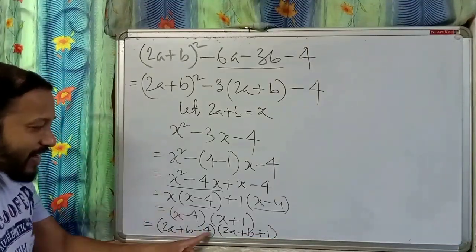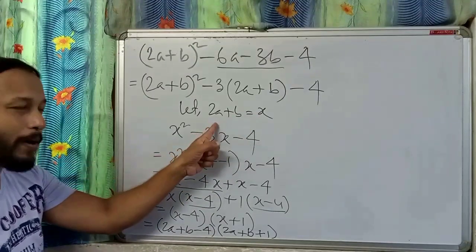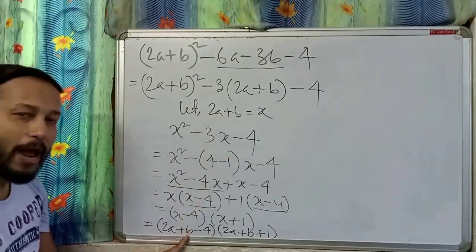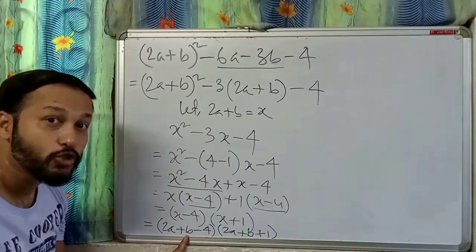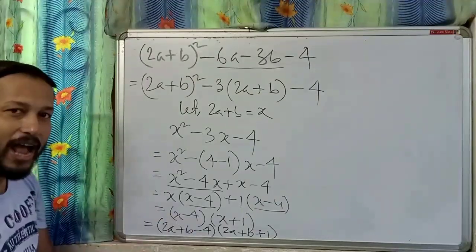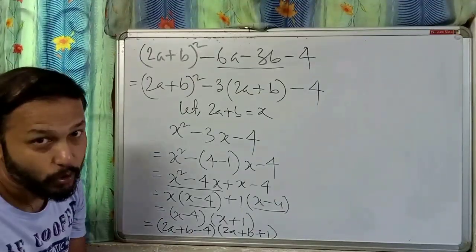Because we considered x is 2a plus b, so now instead of x I am putting the value of x, that is 2a plus b. So this is the answer. This sum is very important, already I told you.